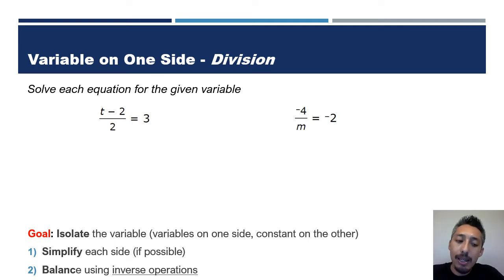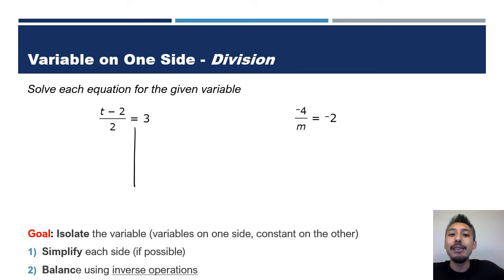So instead, let's focus on inverse operations for this problem. Let me show you what I mean. For the first one, t minus 2 divided by 2 is equal to 3. Our goal is to get rid of that denominator. It's harder to solve equations when we have a fraction like that, so let's get rid of it. We don't want it there.